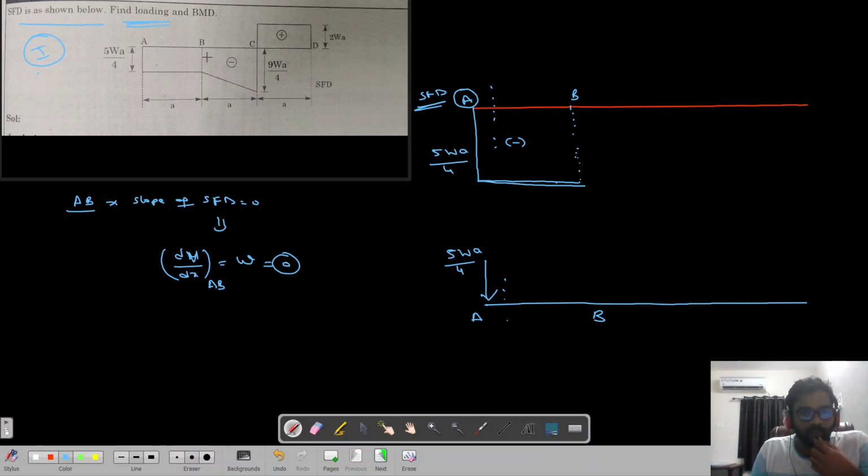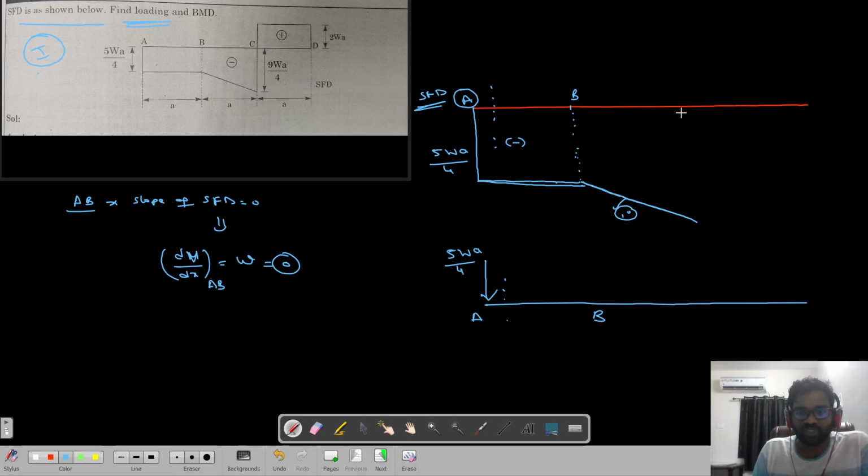After that, from B to C, what is happening? From B to C, the shear force diagram is varying linearly, so this is a 1 degree curve. This means the loading will be a 0 degree curve, which means some UDL is acting. This slope will indicate the load intensity acting at that point.